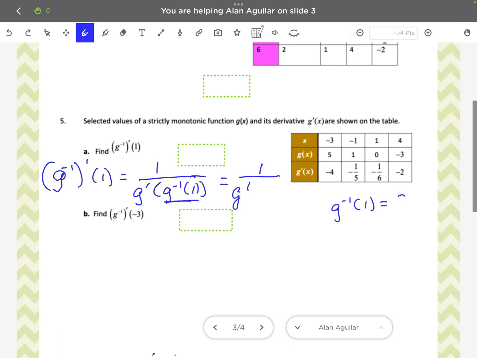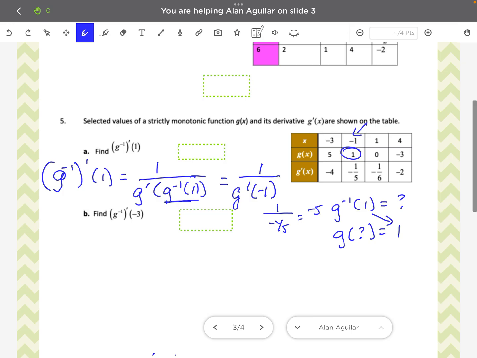So remember, this is what I need, but then remember the idea is this is the same as the y-coordinate on g. So the y-coordinate on g happens when x is -1. So this is -1. And then g prime of -1 is -1/5. And if I simplify that, that should get me to -5 as my answer.